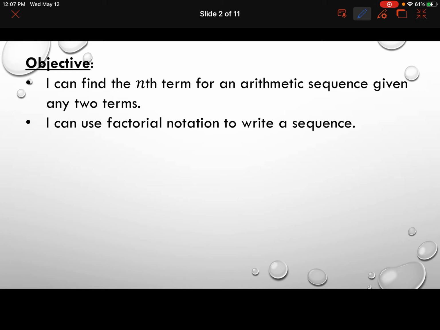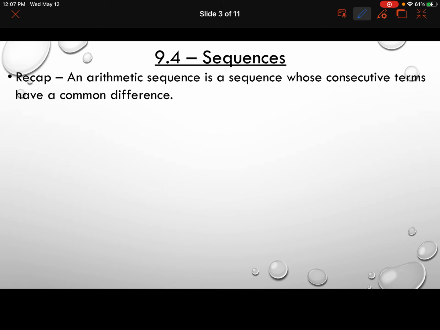All right, so let's get to the lesson itself. Recap from yesterday: an arithmetic sequence is a sequence whose consecutive terms have a common difference. So given any two consecutive terms in the sequence, the difference is always the same. Whether I choose the second term and the third term, or the 49th term and the 50th term, the difference between those consecutive terms is always the same. So just think of it as a linear pattern. You're always adding or subtracting the same amount every single time.